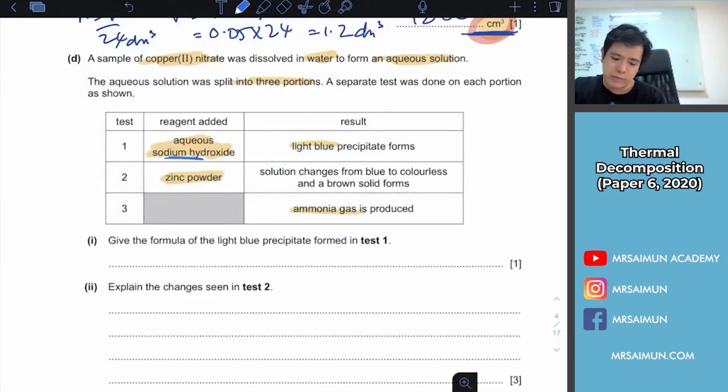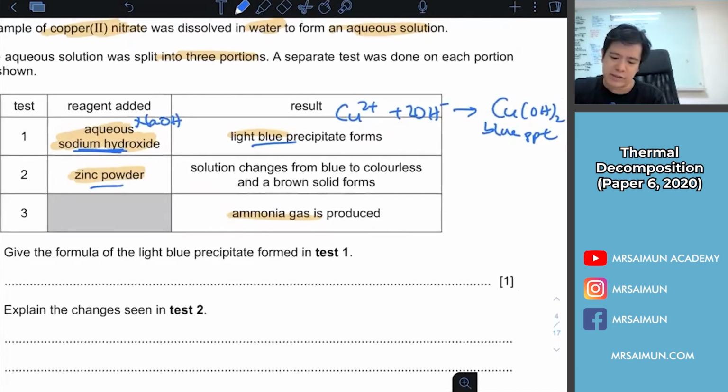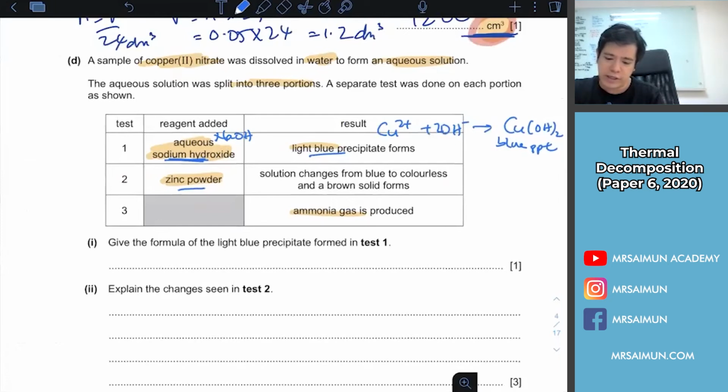So if it's sodium hydroxide, NaOH is like a tester. You get a light blue precipitate, because the copper sticks with the hydroxide and becomes copper hydroxide. This is the same as the test for salts, how we form a blue precipitate. Then zinc powder: what's the observation? You write the equation here. Zinc plus copper sulfate becomes zinc sulfate plus copper, because zinc is more reactive, so it pulls out the copper. That is why it is blue initially, and this copper is a brown solid.